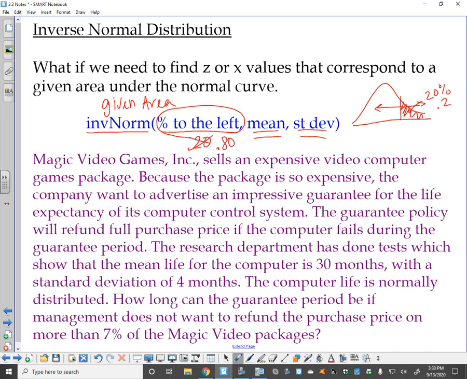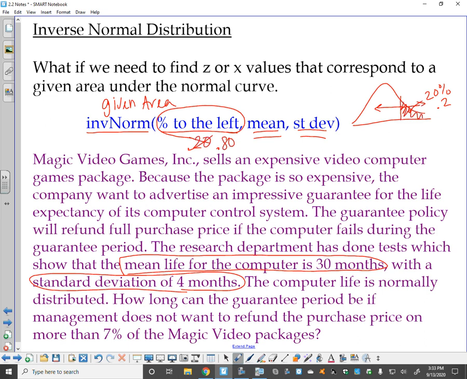Okay, here we go. Magic Video Games Incorporated sells an expensive video computer games package. Because the package is so expensive, the company wants to advertise an impressive guarantee for the life expectancy of its computer control system. The guarantee policy will refund full purchase price if the computer fails during the guarantee period. The research department has done tests which show that the mean life for the computer is 30 months. That doesn't seem long at all, with a standard deviation of 4 months. The computer life is normally distributed.